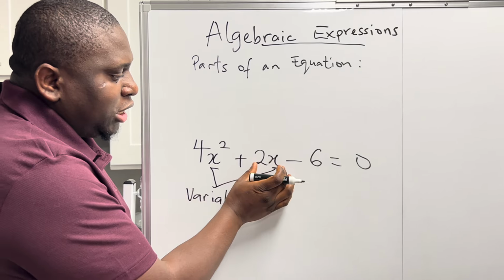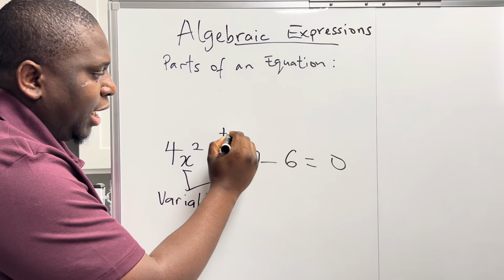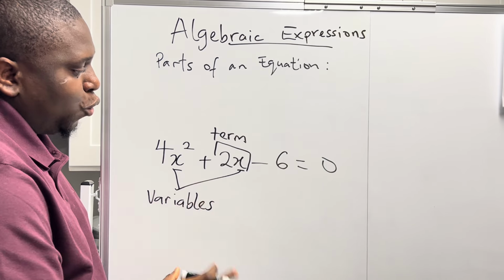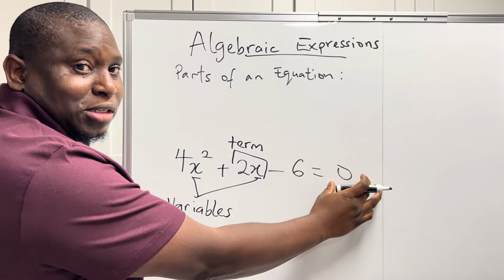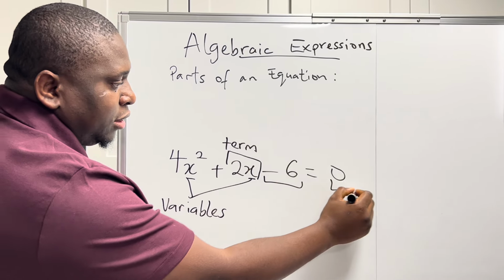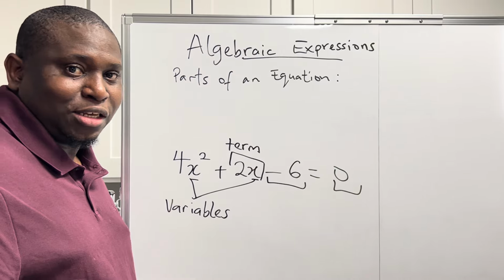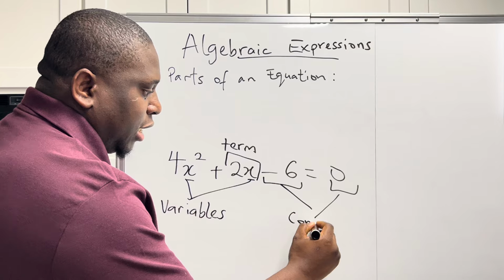Now, because this variable is attached to a number, we call this term. So we have first term, second term, third term, fourth term, right? Now, if you have these, they are not attached to any letters. So we call them what? Constants.